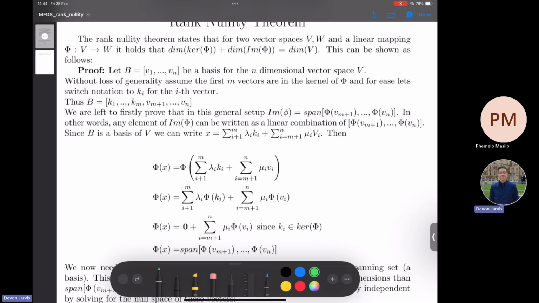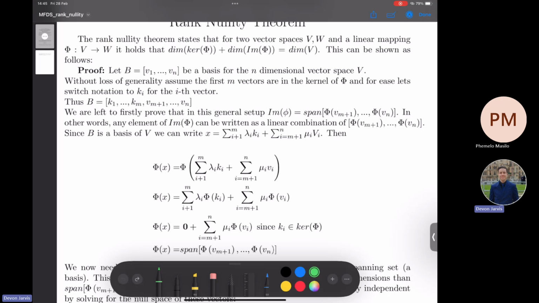Yeah, it's on Moodle. So let B be a basis for the n-dimensional vector space V. So we're just teeing up our problem, all right? Just making some general definitions we think will help, and we know that the dimension of V is going to be something we're going to have to work with. Without loss of generality, we're going to assume that the first m vectors of this basis are in the kernel of a mapping phi. And for ease, let's switch notation and just call them Ki.